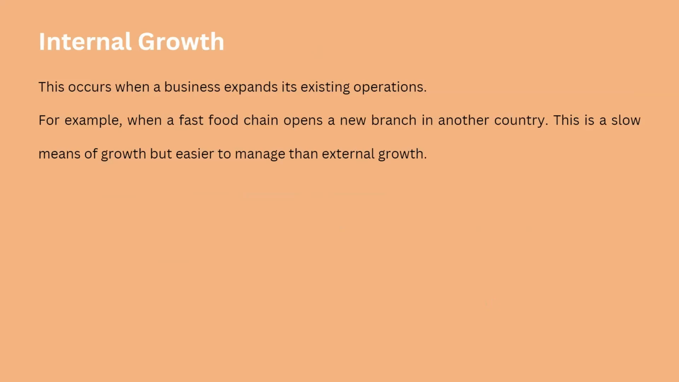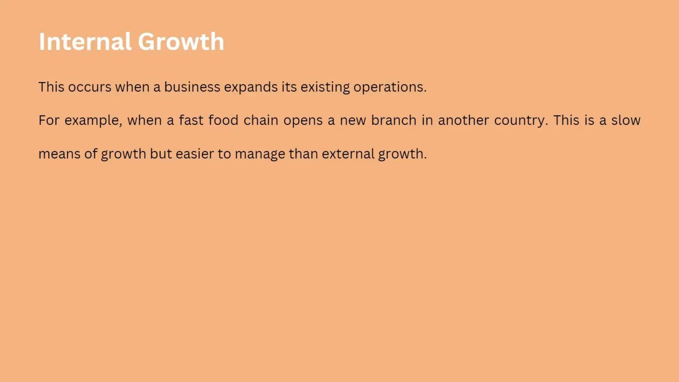So there are two types of growth, internal growth and external growth. So first we'll cover internal. This occurs when a business expands its existing operations. For example, when a fast food chain opens a new branch in another country. This is a slow means of growth, but easier to manage than external growth.